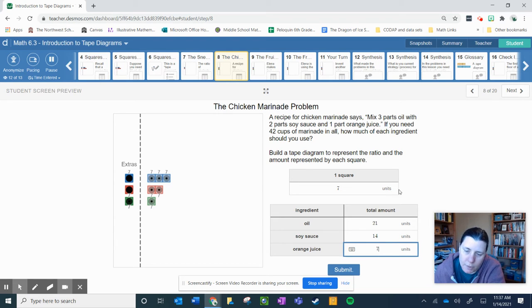At this scale, this is probably like a restaurant would be making this chicken marinade, or maybe Bethany and her crew in the Northwest School kitchen. If we're using this much to make 42 cups of marinade, if I was doing this at my house, I would probably use teaspoons or tablespoons. But there you go. Okay.